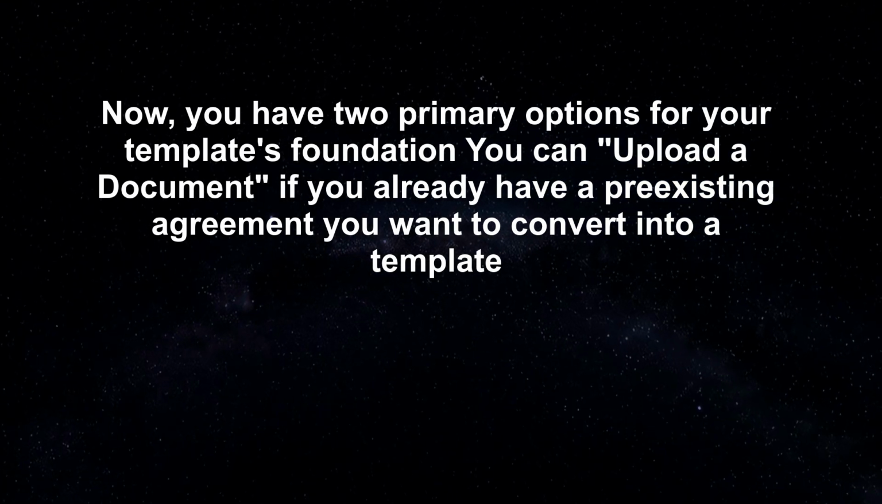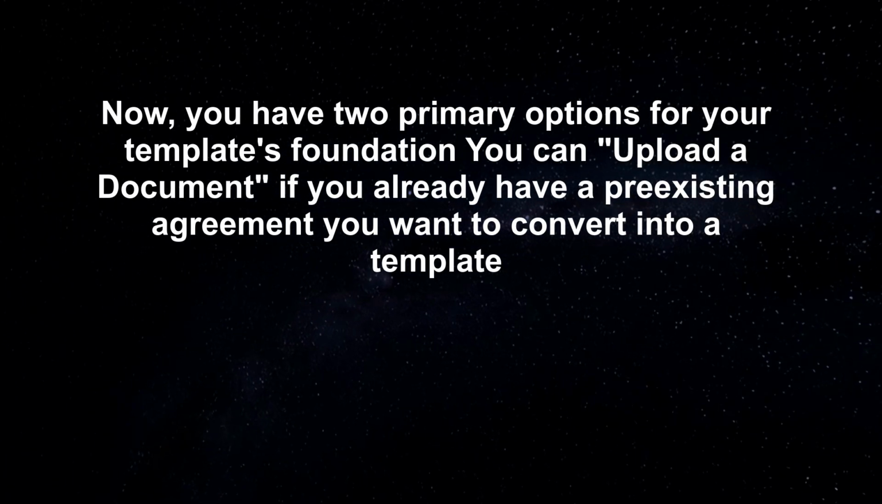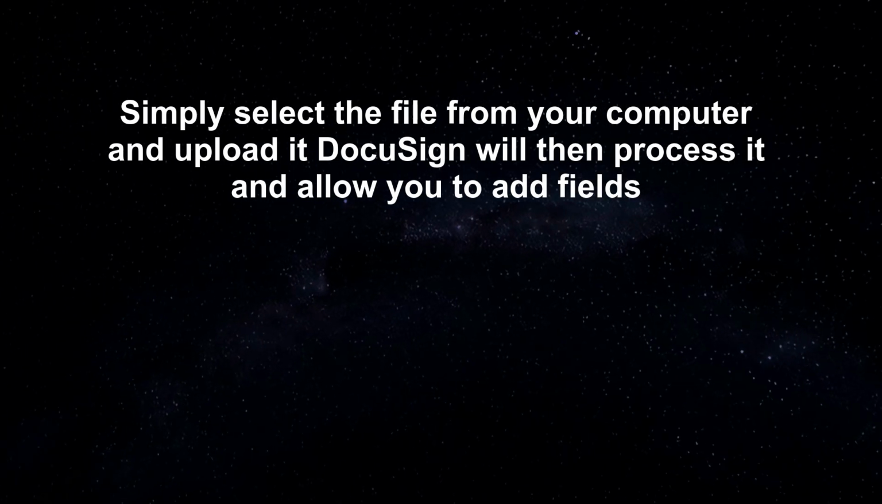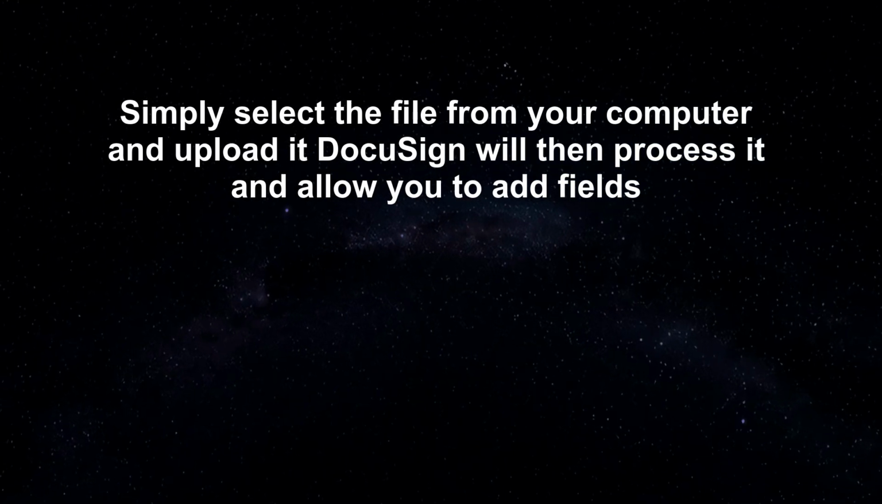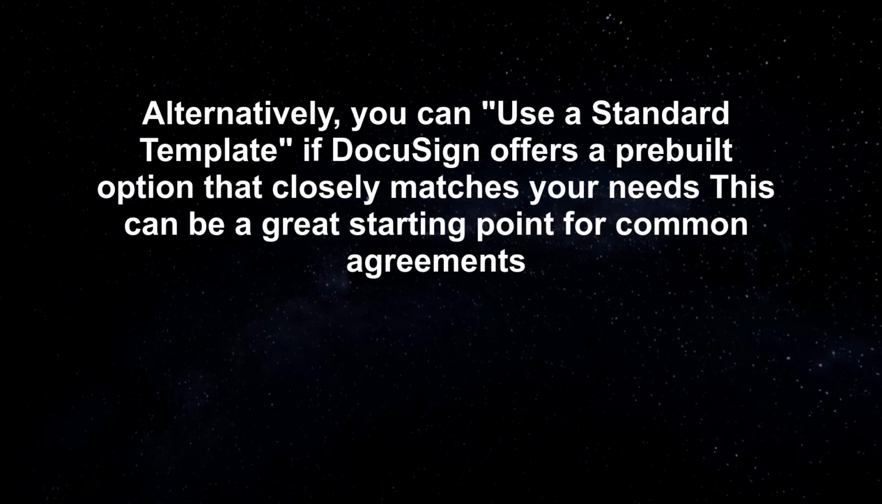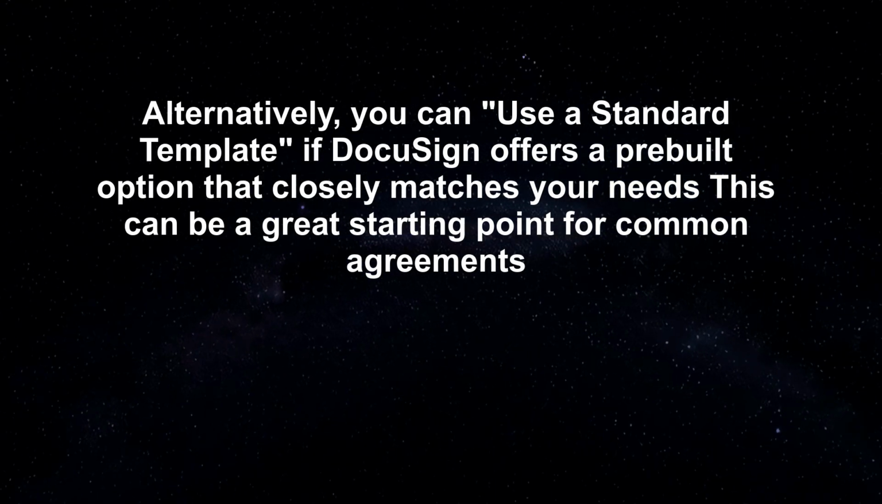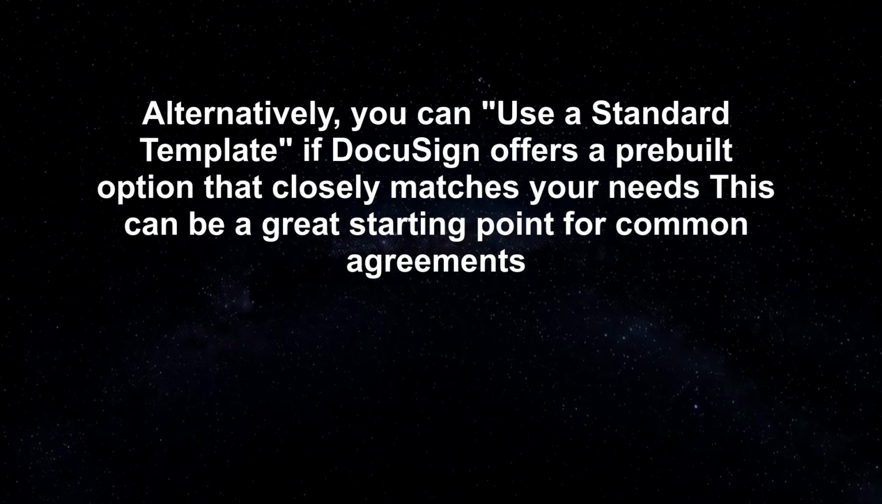You can upload a document. If you already have a pre-existing agreement you want to convert into a template, simply select the file from your computer and upload it. DocuSign will then process it and allow you to add fields. Alternatively, you can use a standard template. If DocuSign offers a pre-built option that closely matches your needs, this can be a great starting point for common agreements.